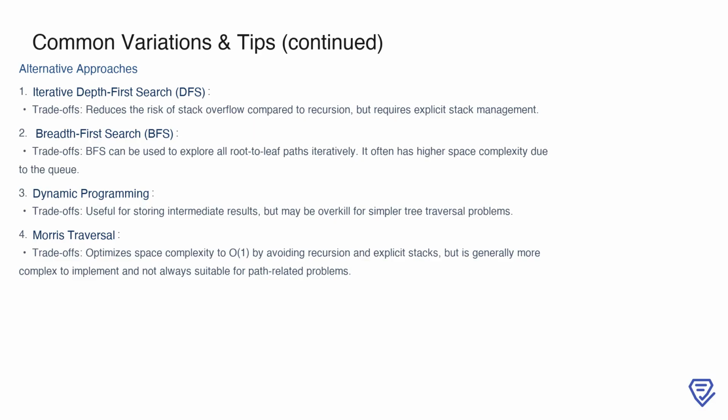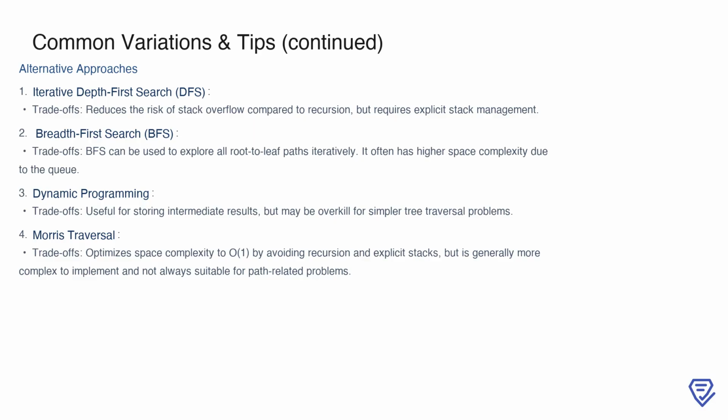There are also alternative approaches to solving tree problems that you might consider. For instance, iterative depth-first search, or DFS, can be used instead of recursion. While this approach avoids the risk of stack overflow, it requires managing an explicit stack, which can add complexity. Breadth-first search, or BFS, is another option, where you explore all root-to-leaf paths iteratively using a queue. However, BFS often comes with higher space complexity due to the size of the queue.